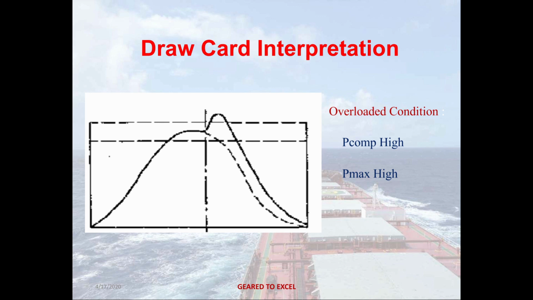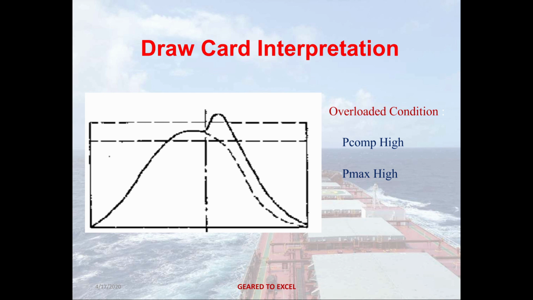Let's see overloaded. This is an example of an overloaded condition where the PCOM is high, Pmax is also high. So you can see the PCOM curve has gone above the normal line, and in the same way the Pmax curve has gone above the line.